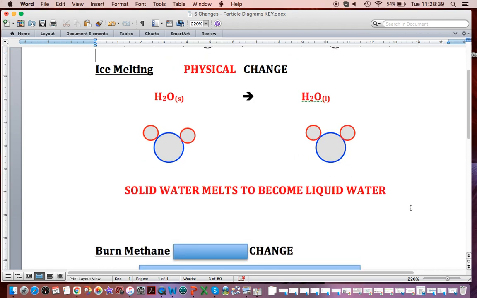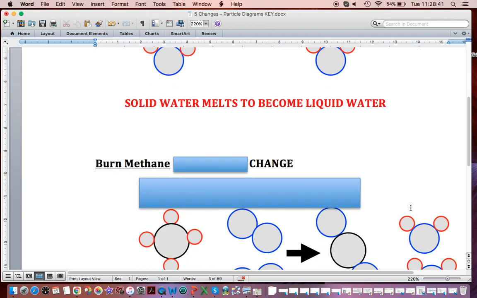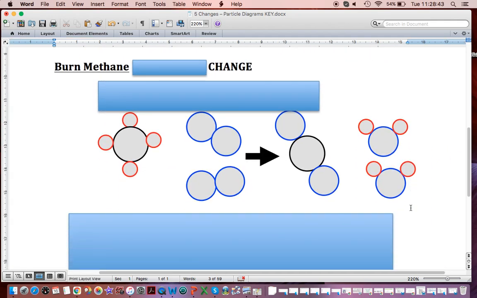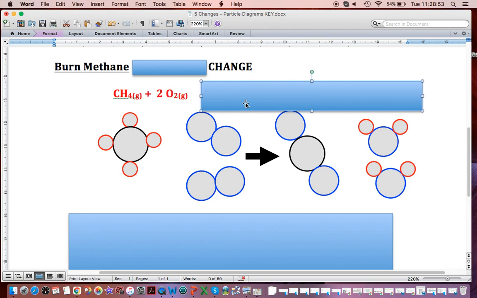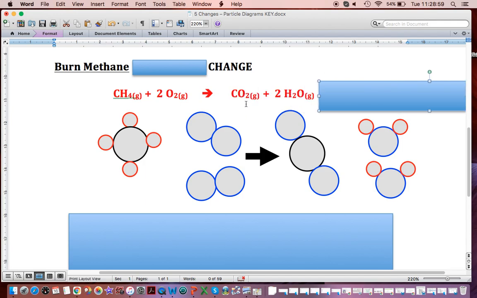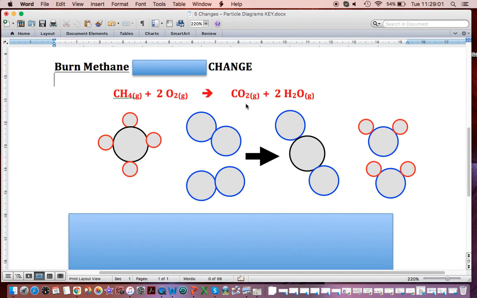Now we're going to look at another example, so pause if you need to before going on. Now it says we're going to burn methane. We say, well, what's going on there? Well, the formula for methane is CH4 gas, that's little g, and we're adding two O2s, also gas, and we're making CO2, which is a gas, and we're making two H2Os, both a gas.